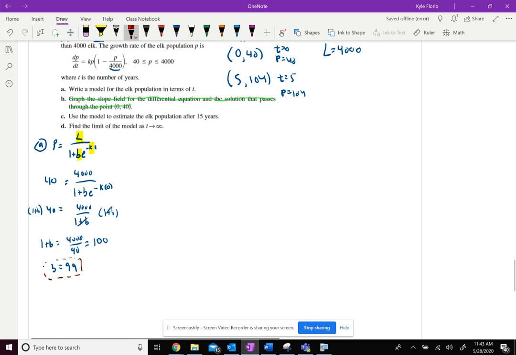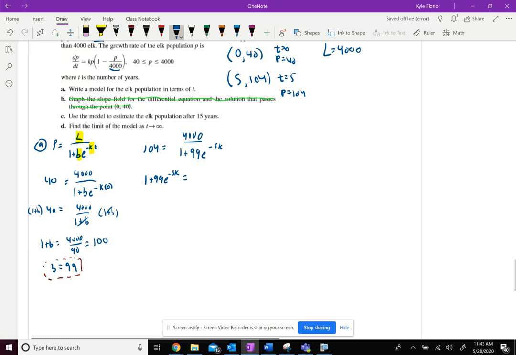To find k, let's do the population is 104, and that's when time is 5. So the population is L over 1 plus b e to the negative 5k. Let's see if we can solve this for k. I'm going to multiply both sides by the denominator, which is 1 plus 99 e to the negative 5k, and then divide both sides by the 104.